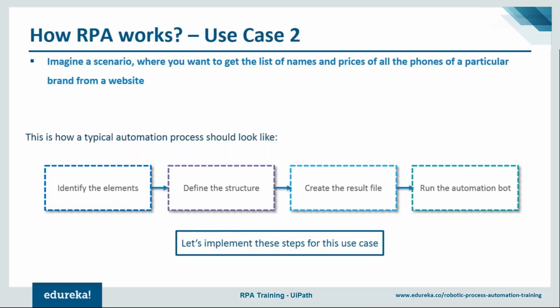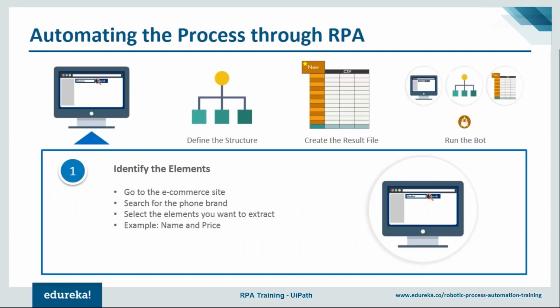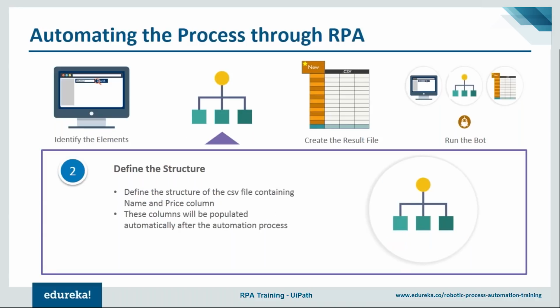First of all, let's expand all these steps and see what is required in creating this kind of project. First, like I said, you have to identify the elements. So you will go to the e-commerce website, search the phone brand, and see which elements to choose or copy for your RPA implementation. Then you will define a structure, all right? You chose these many elements. Now how do you structure them?